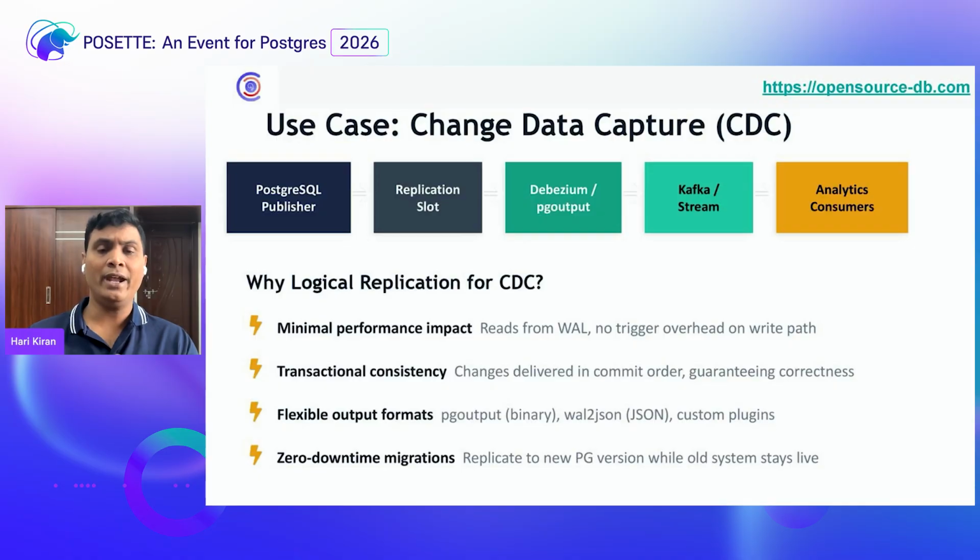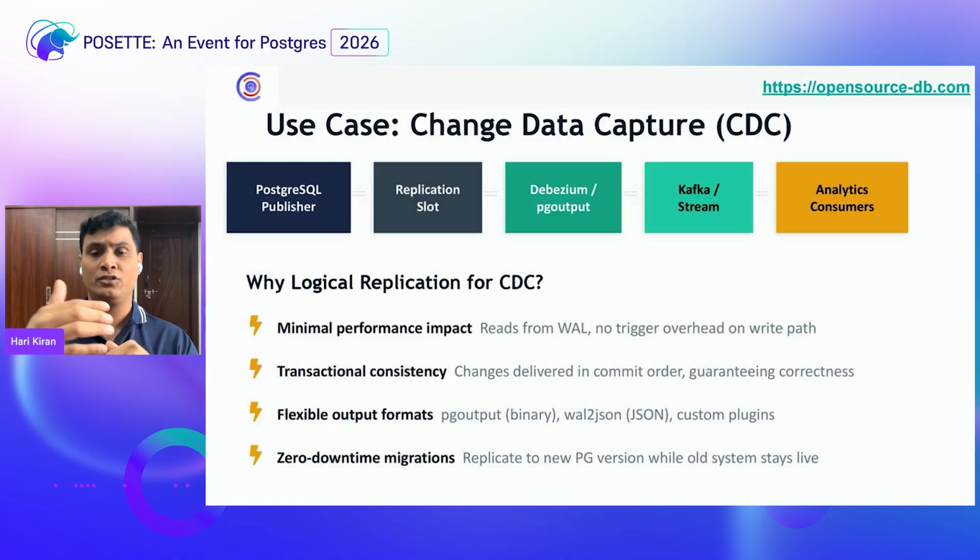Now, let's look at the use cases. Change data capture. Let's talk about this super important aspect, the CDC. This pipeline is probably the most common production pattern. Your Postgres database publishes changes through a replication slot. Those changes are consumed by a CDC pipeline like Debezium, a popular option, which feeds into a streaming platform like Kafka.